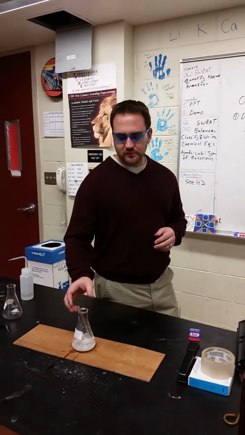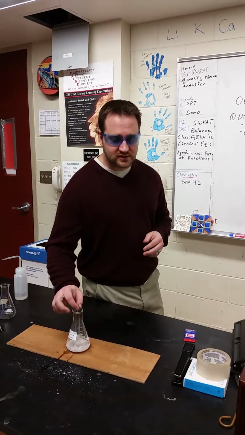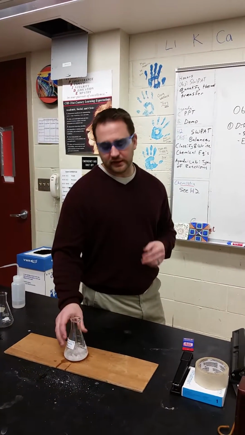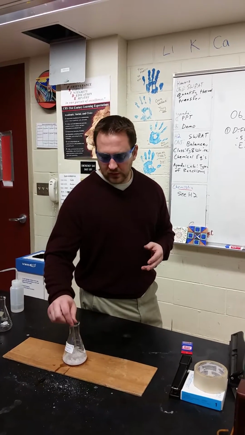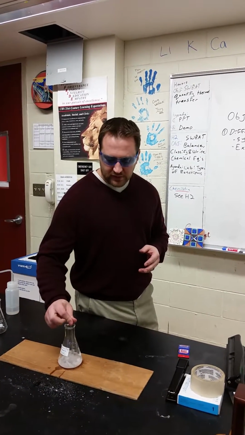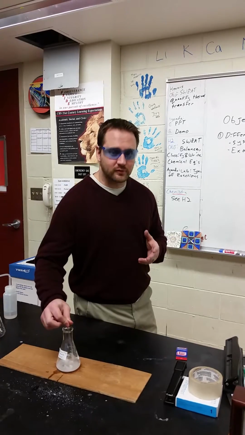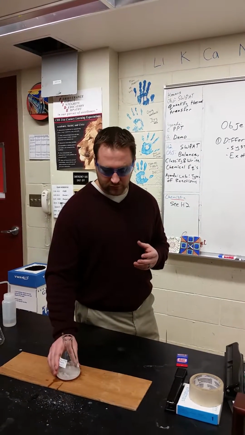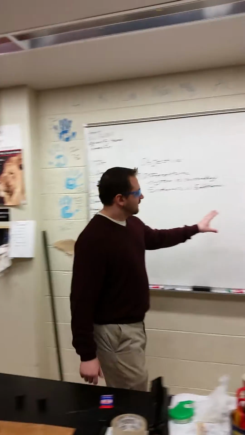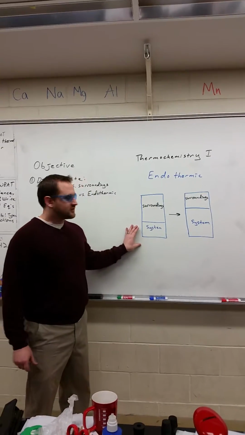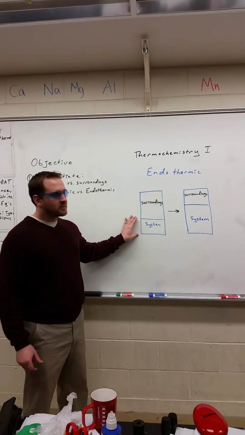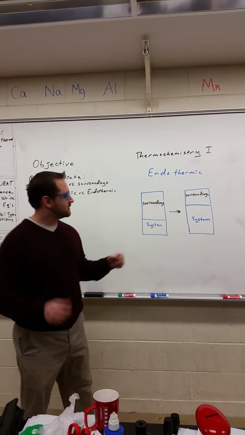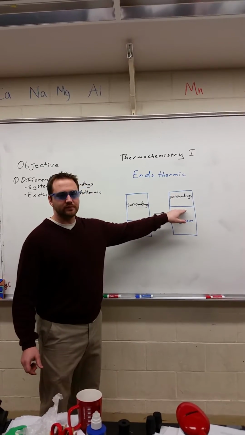So the first reaction I'm doing is a reaction between barium hydroxide and ammonium thiocyanate. I've already mixed it, okay? But this is going to be an endothermic reaction which absorbs heat from the surroundings. It's going to get really cold, and if you touch it, it will feel really cold. At first, this system is not going to have much energy, but what it's going to do is pull energy from its surroundings to increase its energy.